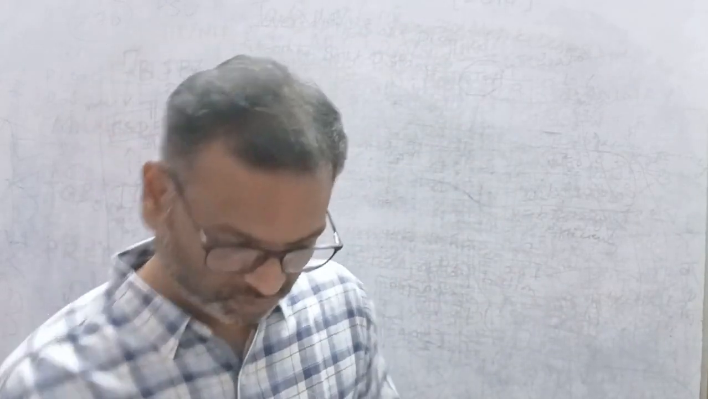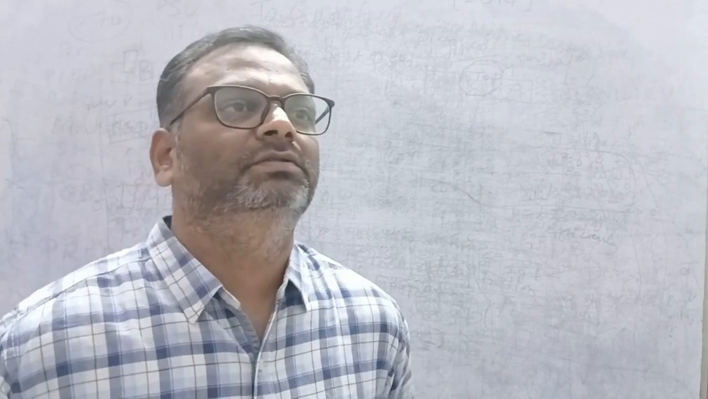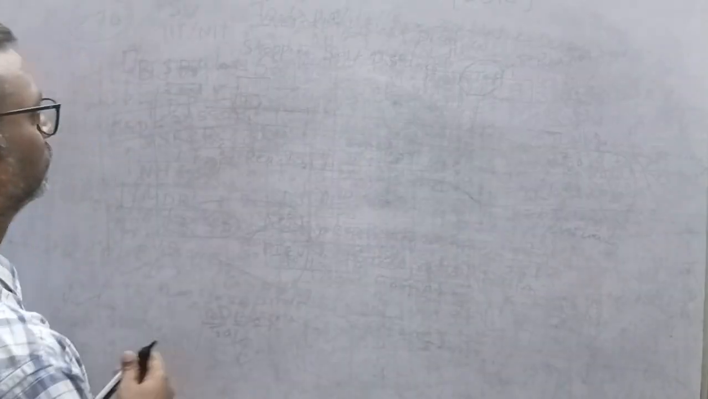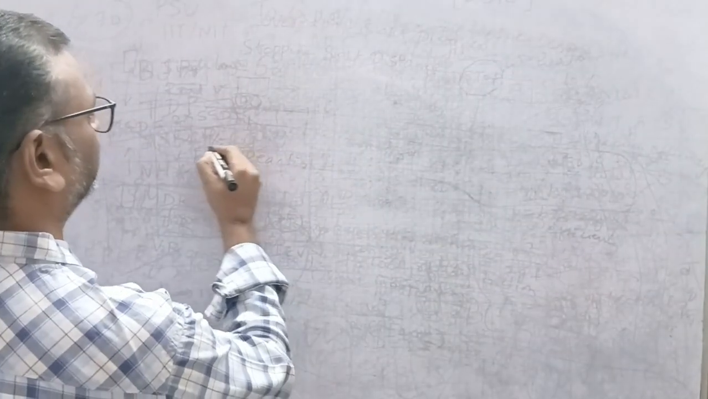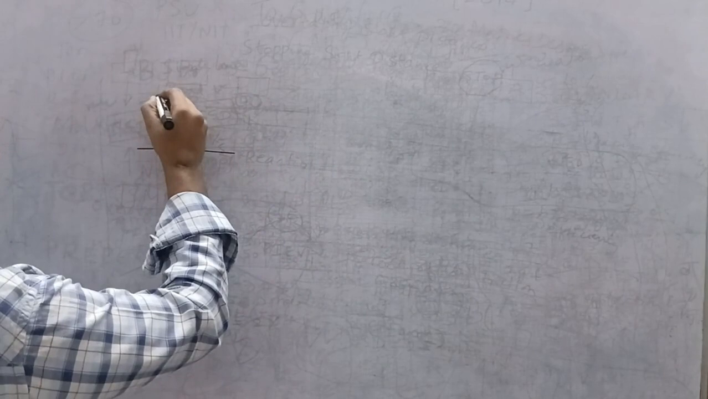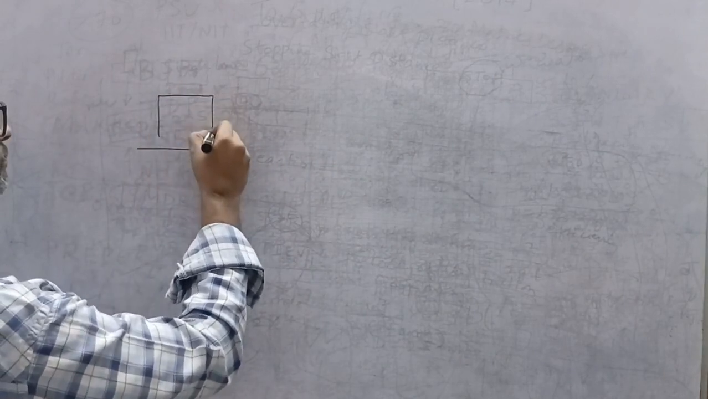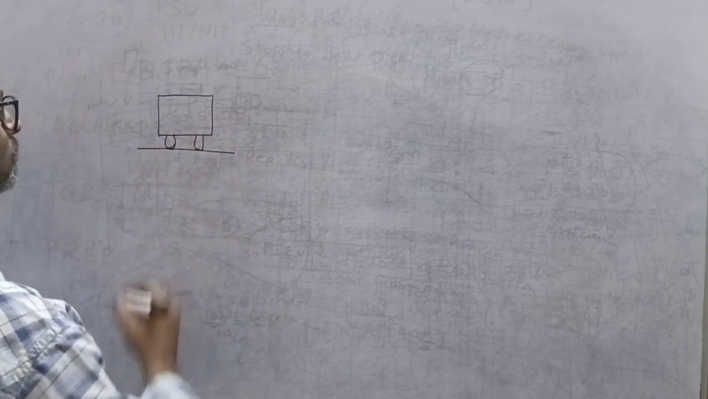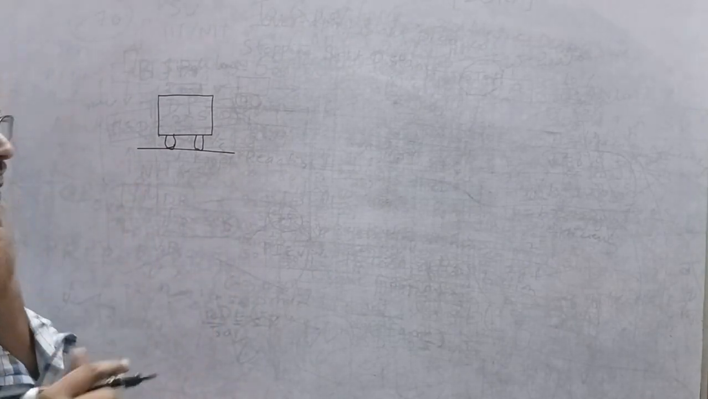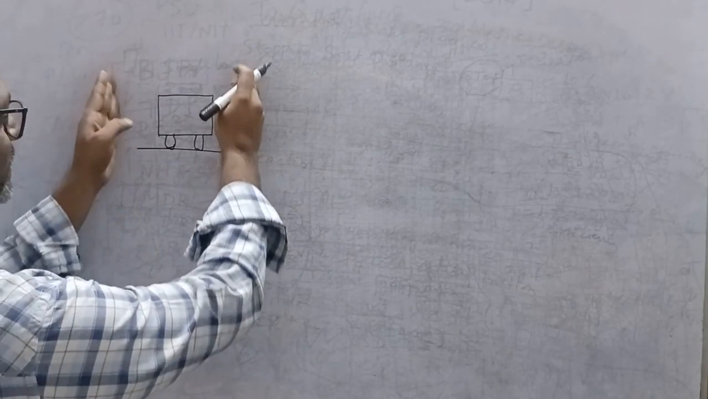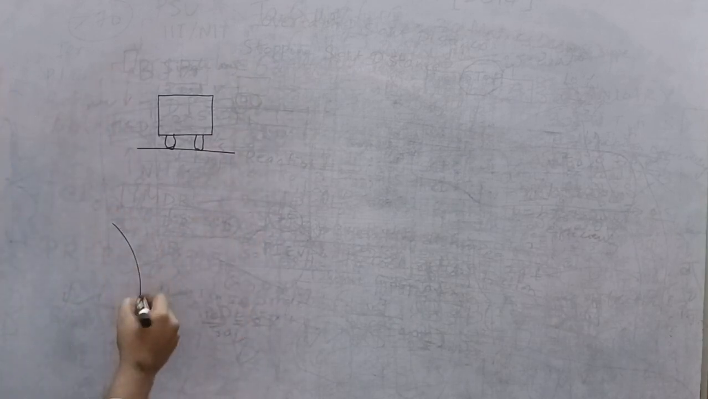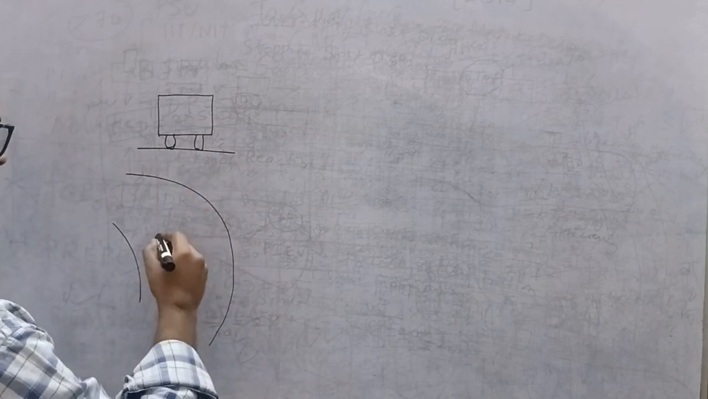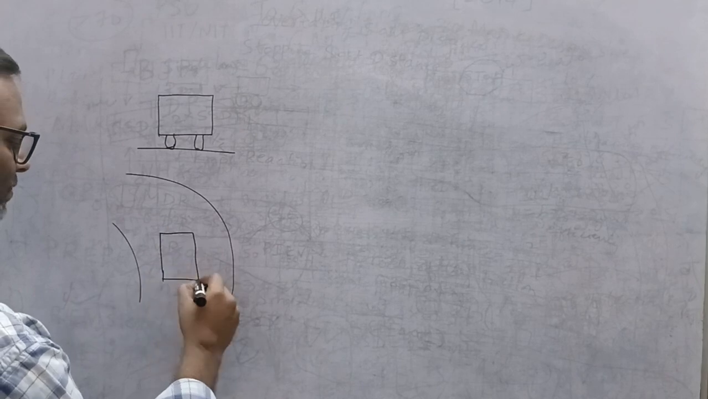Hello viewers. Now we'll see horizontal curves. If this is a straight road where there is a vehicle, then there is no problem. If there is a curve and the vehicle is traveling, then what will happen?